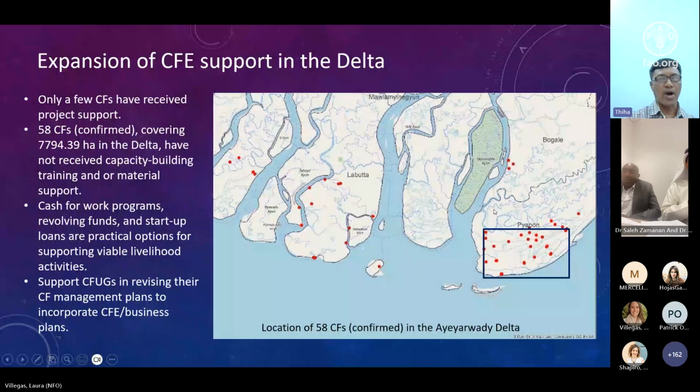Okay, this is where we work, but I would like to highlight that the technical assistance focuses only on the eastern part of the Ayeyarwady delta, but there are many CFs. As you see on the map, 58 CFs remain unsupported. So a lot of work to do to improve the livelihood of this community. Next, please.